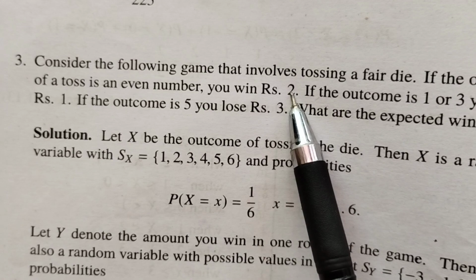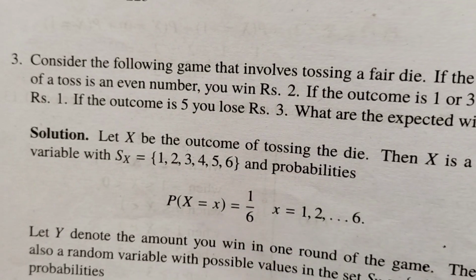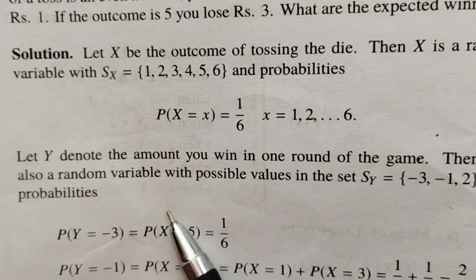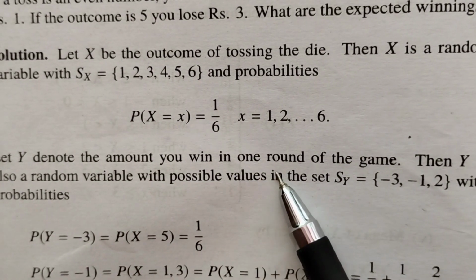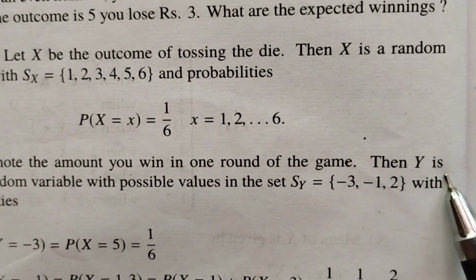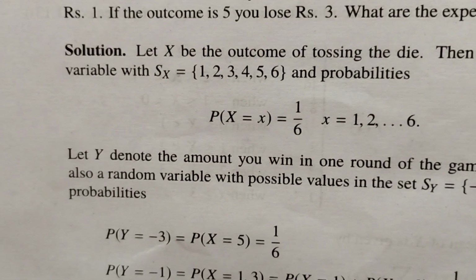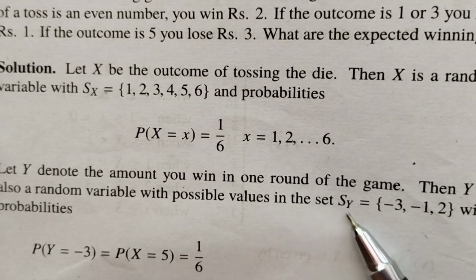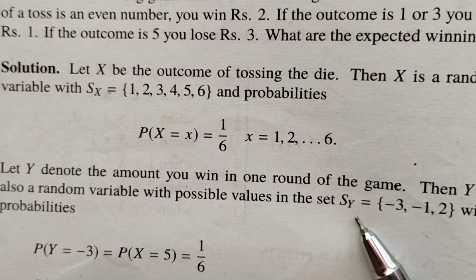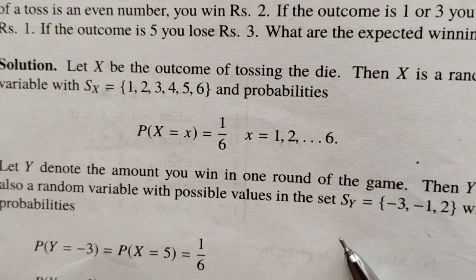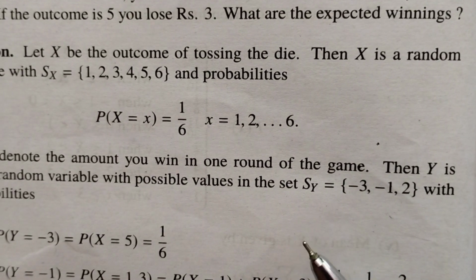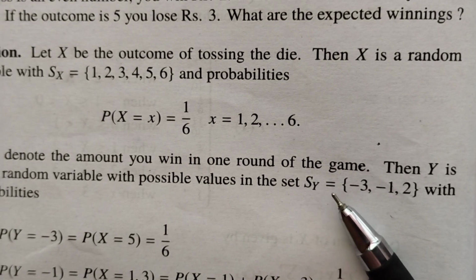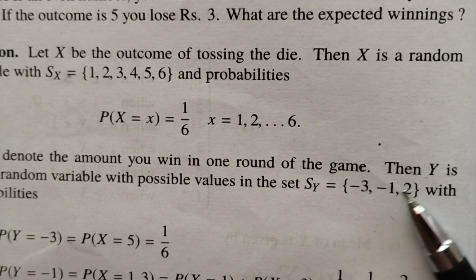So our aim is to find the probability density function for y. Let y denote the amount you win in one round of the game. Then y is the random variable with possible values in the set we take as S_y, where S is the notation for the sample space. That is, the sample space of y, S_y, is equal to -3, -1, 2.